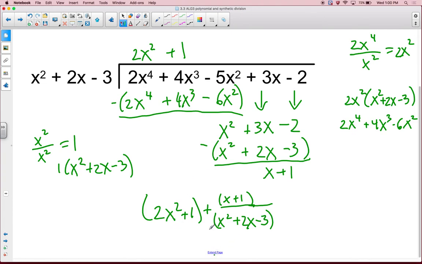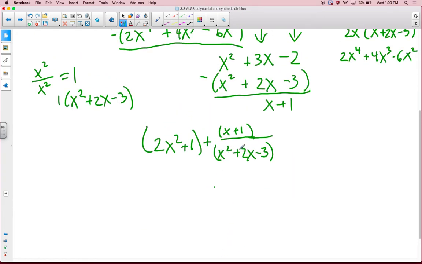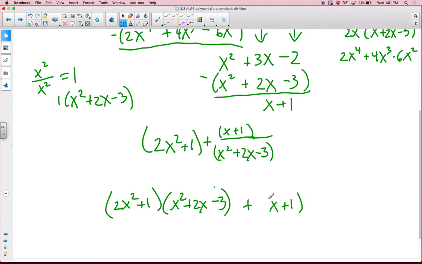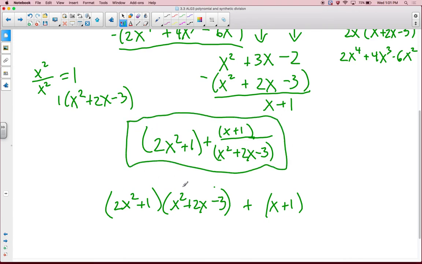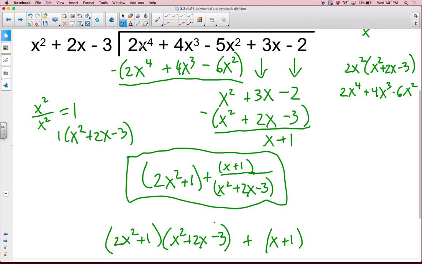So the other way to write this is you can look at what you would do for a normal mixed number. You'd multiply this denominator times this one here. So I'd have a 2x squared plus 1 times x squared plus 2x minus 3. And then I would add on my remainder, plus x plus 1. Okay, both of these are correct. This last one, you can actually multiply it out, add it to this, and you should come out with this quartic.